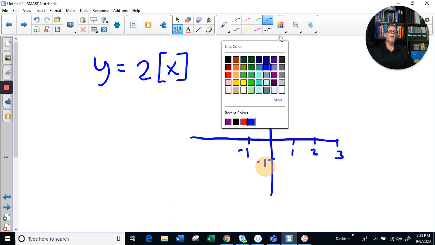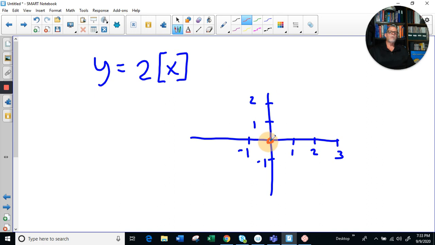Now what? 0.1 still gives me 0 in here. 0.2, 0.3, all these give me 0 multiplied by 2 is still 0. So it looks like this is going to do the same thing all the way across here until we hit 1, because at 1, what happens? Greatest integer not greater than 1 is 1 times 2 is 2. I know everything I need to know about this graph right now.